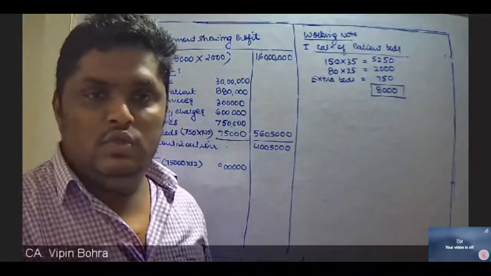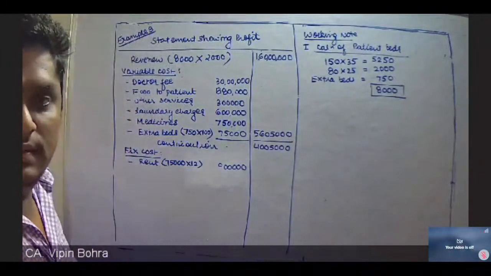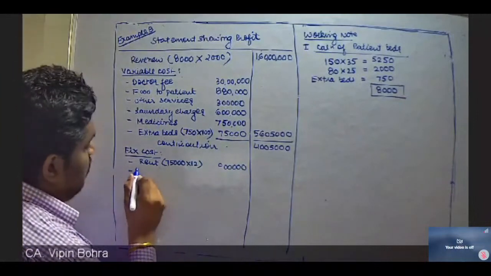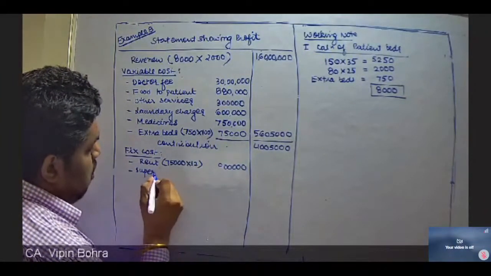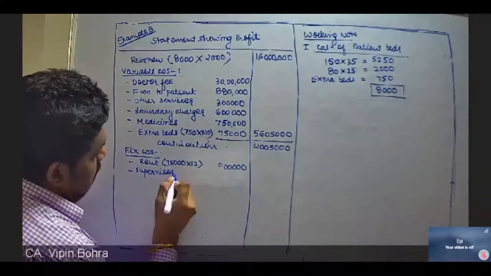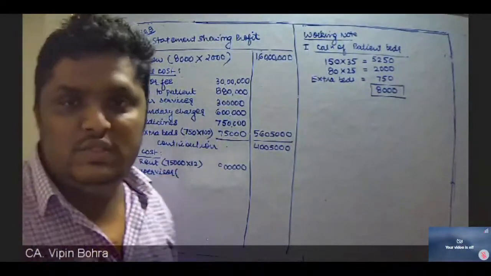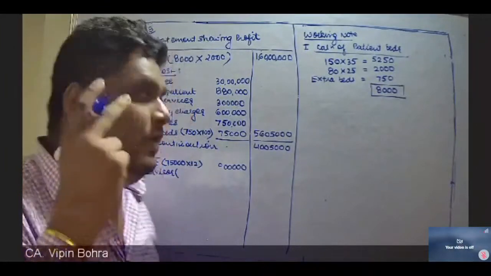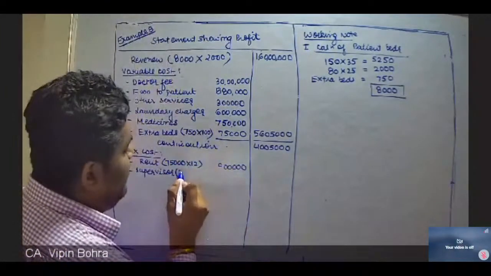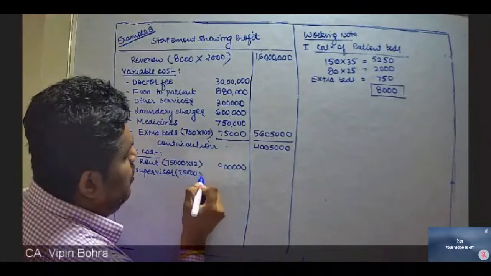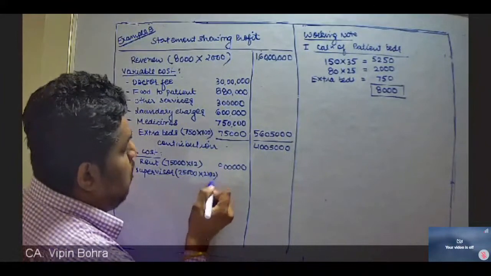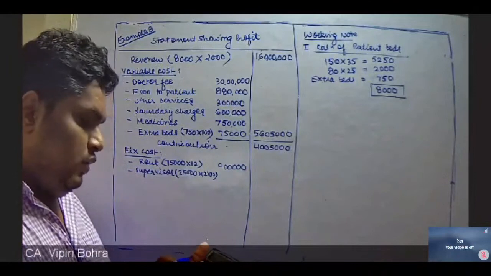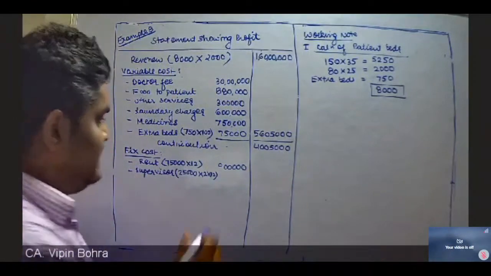Next, supervisor salaries. It is 25,000 per month, and there are 2 supervisors. So don't forget to multiply it by 2. So 25,000 into 2 into 12, 6 lakh.